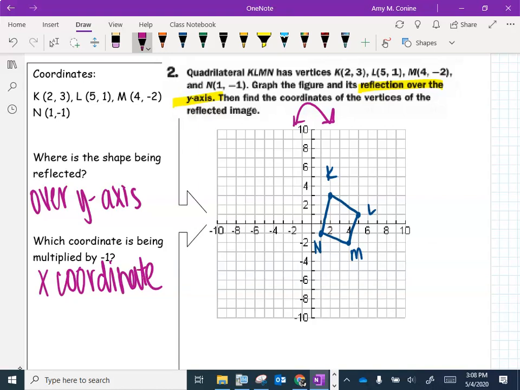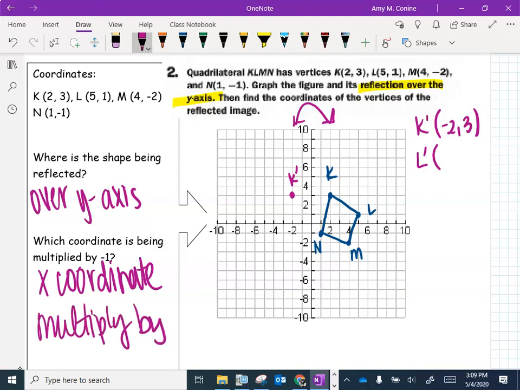So these points right here, if I just think about it, my pre-image of K is at 2, 3. It's now going to be at -2, +3, because it's flipping over this y-axis. So K prime is now -2, +3. So that means if I did the multiplying, the x coordinate gets multiplied by -1. So this 5, 1 here would now become -5, +1.